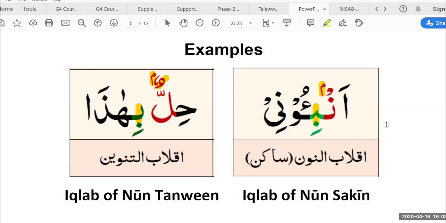So I'm going to read these words, and I would like to request all Lajna to repeat after me. Bismillahirrahmanirrahim. Ambi'uni. Hillum bihasa.